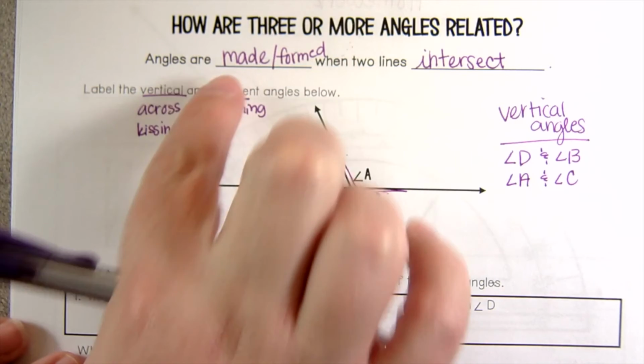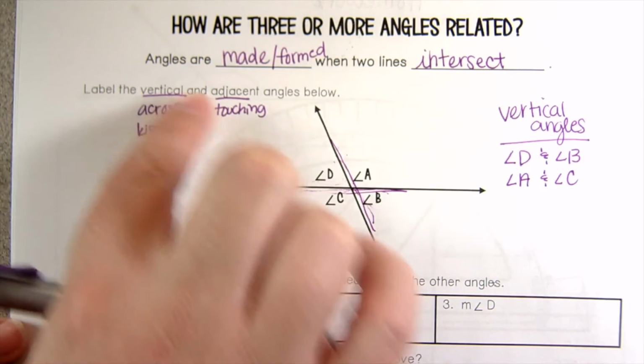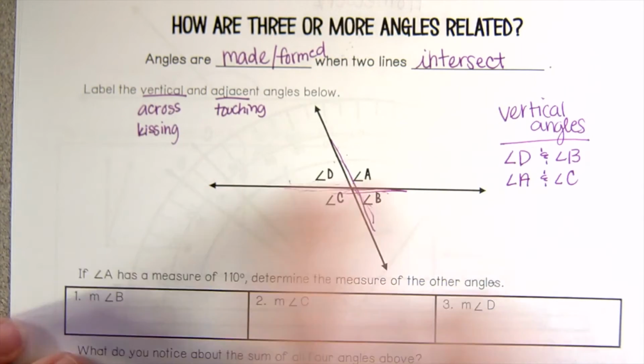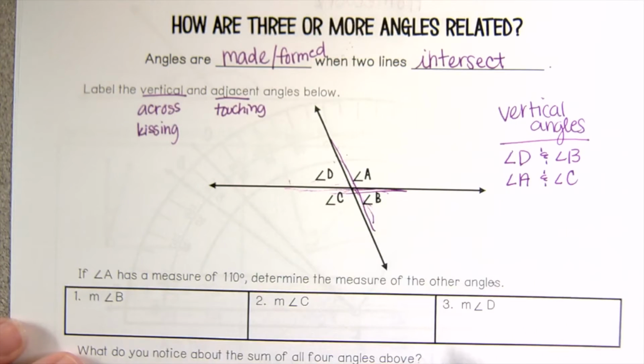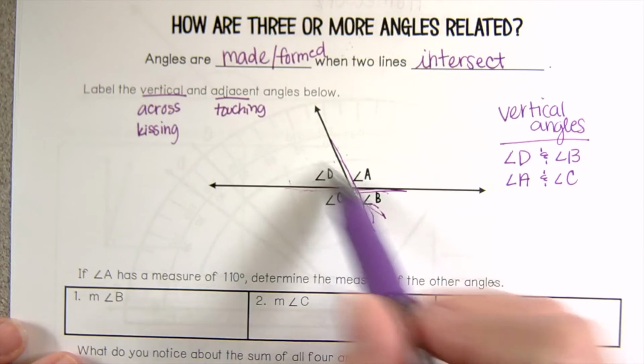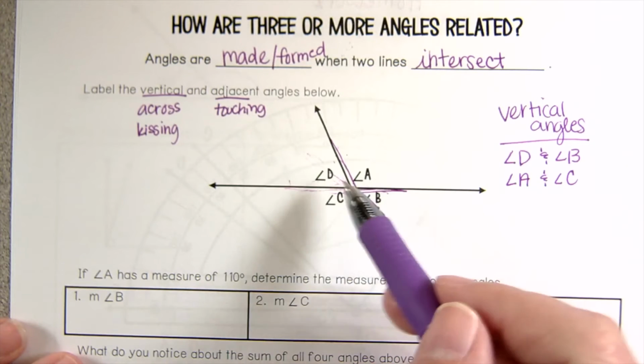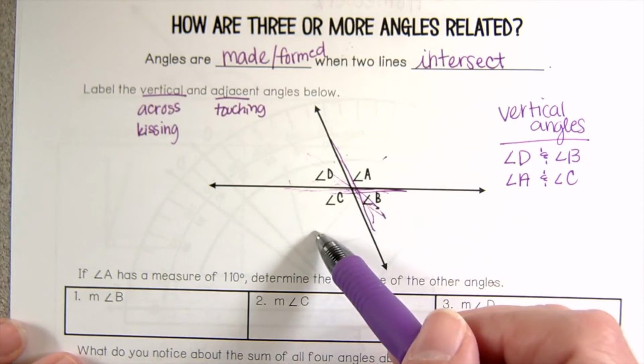No, adjacent means touching. Vertical means they're across from each other. So right now we're just talking about vertical. So angle D and B are vertical because they are across from each other, and angle A and C are across from each other, so those are also vertical.